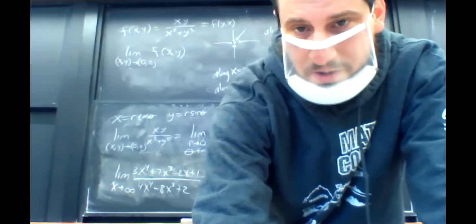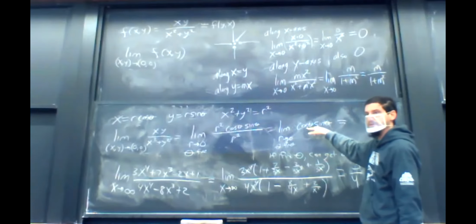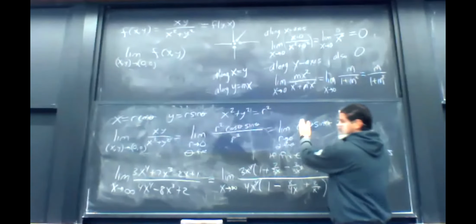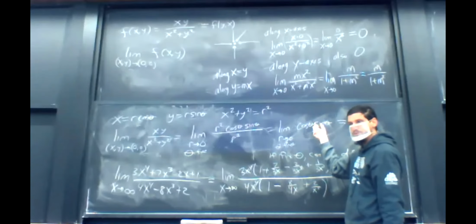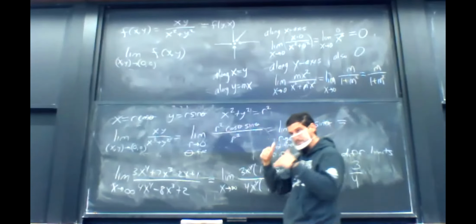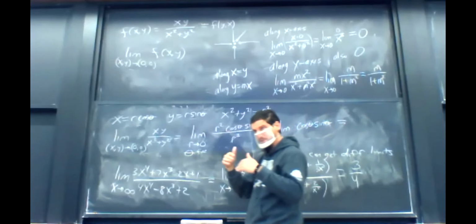Yes, so if you fix theta, you get cosine theta, sine theta. But different choices of theta will give a different limit. So if you fix theta to be 0, you always get 0. If you fix theta to be pi over 4, you'll get root 2 over 2, root 2 over 2, so you'll get 1/2. So you actually get different limits for different fixed values of theta.